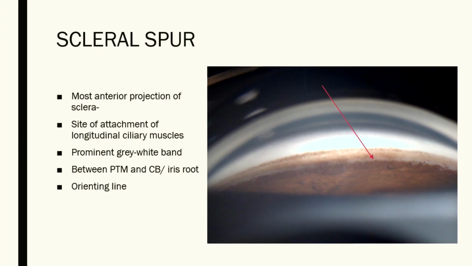Next, coming to the scleral spur, as we've seen earlier, it is a projection of the sclera. It is the site of attachment of the longitudinal ciliary muscles. As you can see, it is always going to be seen as a prominent grey-white band between the pigmented trabecular meshwork and another pigmented layer, that is the ciliary body. So when you're doing gonioscopy, this is the line that's going to orient you the most as to whether the angle is open or closed.